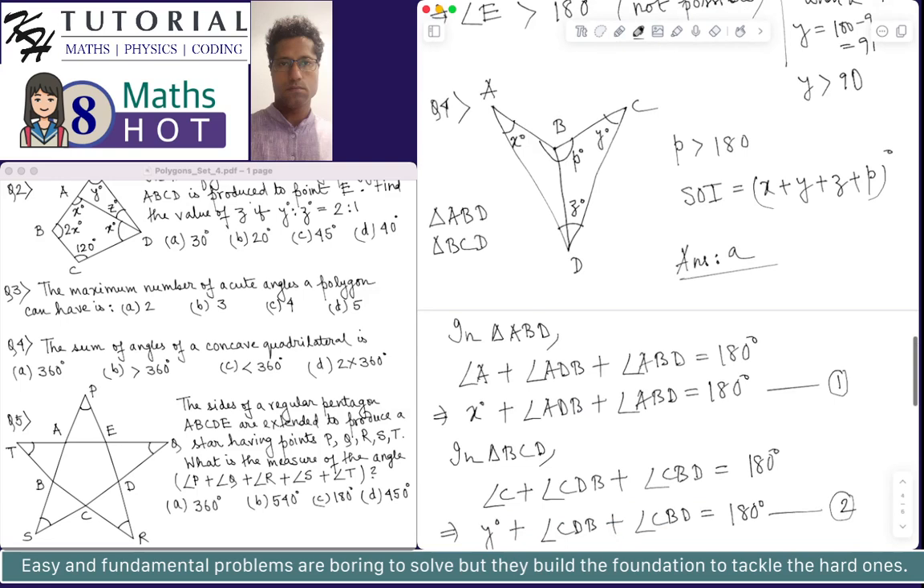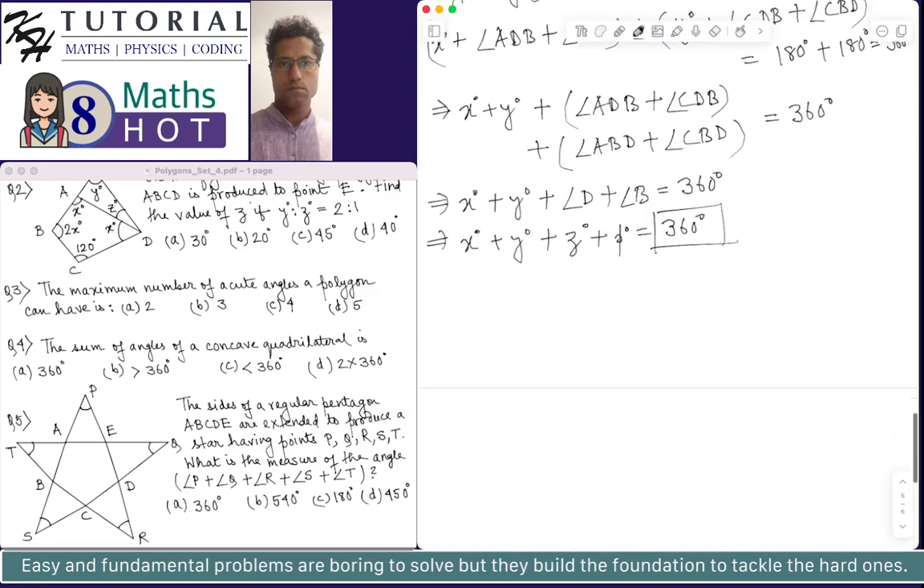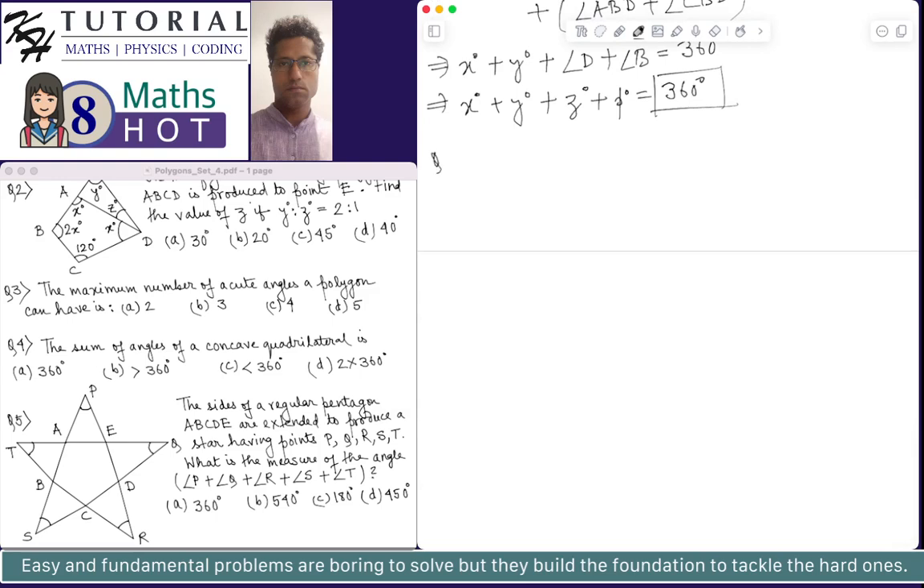Okay, let's do question number 5. A figure is given. The sides of a regular pentagon ABCDE are extended to produce a star having points PQRST. What is the measure of the angle P plus angle Q plus angle R plus angle S plus angle T? So let's try to draw a regular pentagon, with 5 sides: 1, 2, 3, 4, 5.